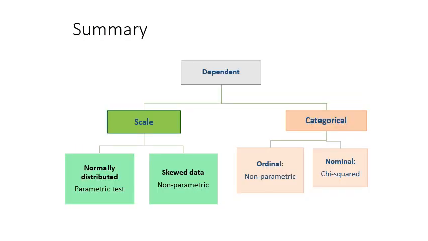In summary, if you are going to remember, for your dependent variable, if it is scale and normally distributed, you use a parametric test. If it is skewed, you use non-parametric. If it is categorical and ordinal, you use non-parametric. And if it is categorical and nominal, you use the chi-square.